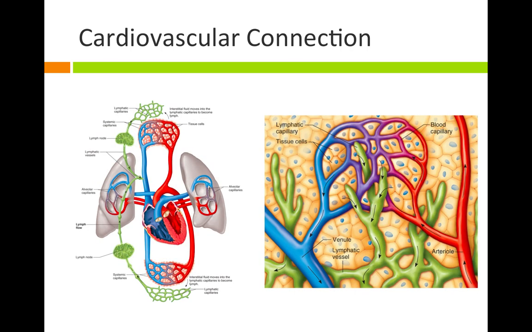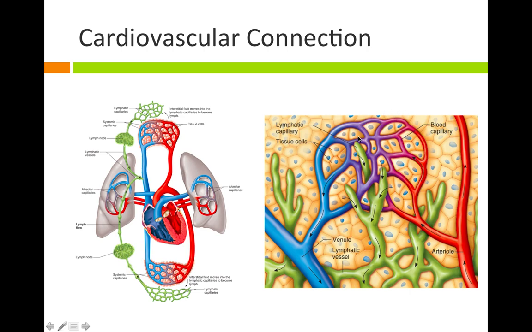The lymphatic system is very closely connected to the cardiovascular system. We'll talk about it in a few different ways, but even when you look at diagrams of the lymphatic system, they look very similar to diagrams of the cardiovascular system. We have cardiovascular capillaries and vessels, we have lymphatic capillaries and vessels. You can also see in this picture on the right how closely connected the capillaries are.